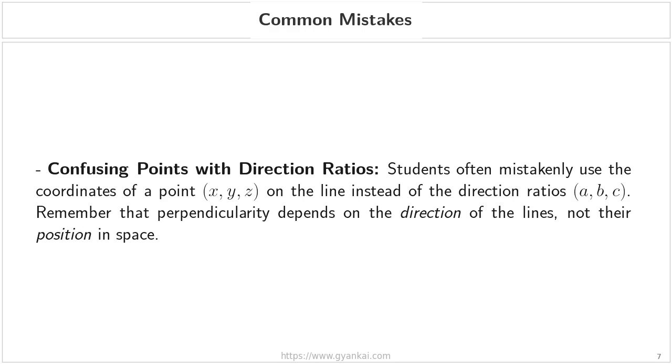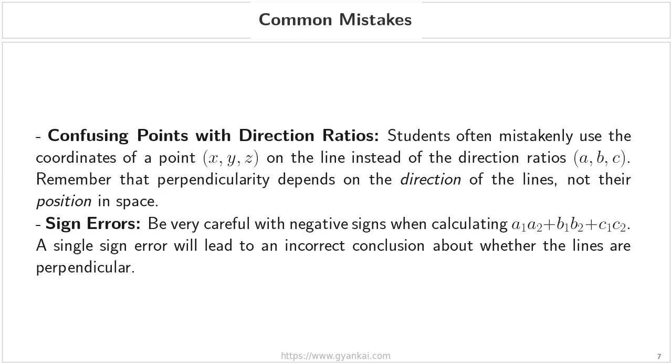First, a very common mistake is confusing points with direction ratios. When you are looking at a line, you might see coordinates for a specific point, like x, y, and z. However, to check for perpendicularity, you must use the direction ratios, which we call a, b, and c. It is crucial to remember that perpendicularity is all about the orientation or the direction of the lines, not where they are positioned in space. The position of the point doesn't change the angle between the lines, only the direction ratios do.